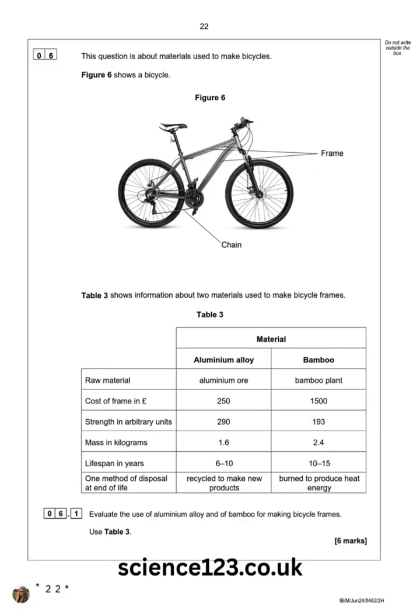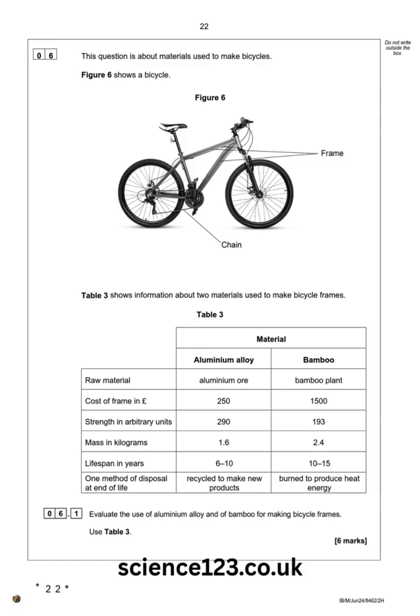Right, so this is an extended response question for 6 marks. So remember, we're not looking for 6 individual marking points. We are looking for a judgment that is strongly linked and logically supported by a sufficient range of correct reasons to score 6 marks. So we're evaluating the use of aluminium and bamboo for making bicycle frames and their use.